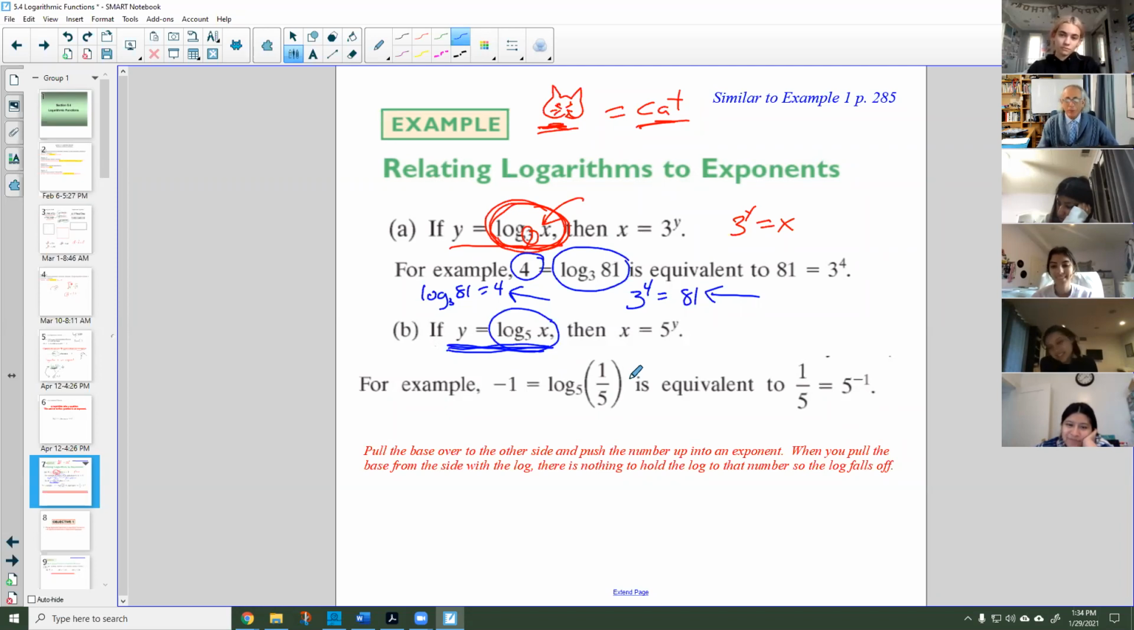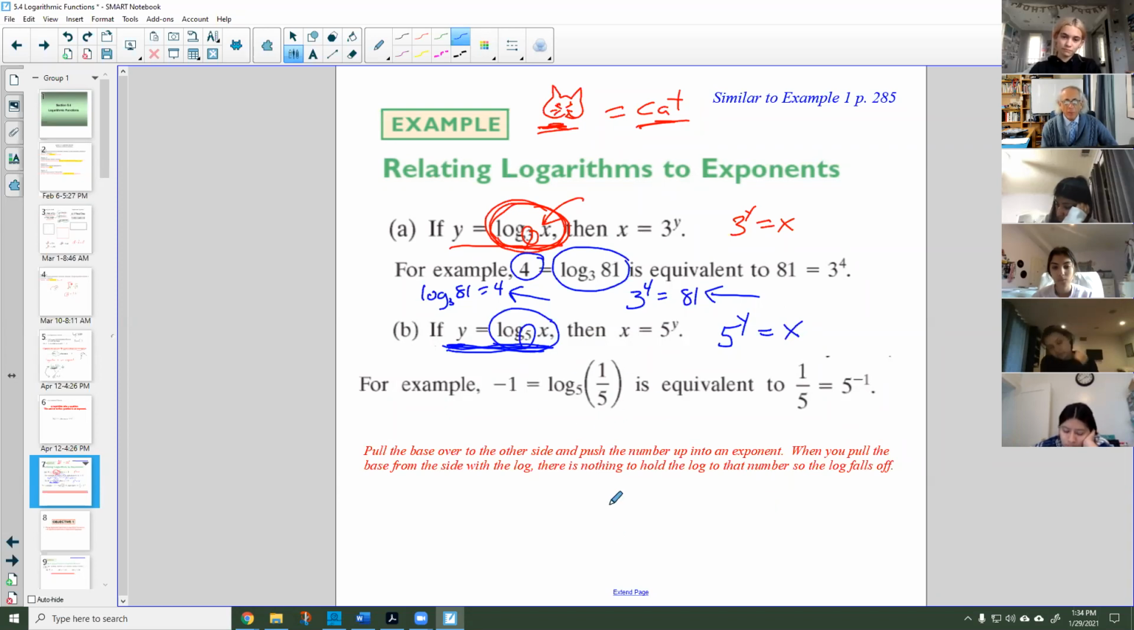Sophie, what's the exponent going to be? Y. The exponent's going to be y, because a logarithm is an exponent. My base is 5 because it's telling me right there. And 5 to the y is equal to x.